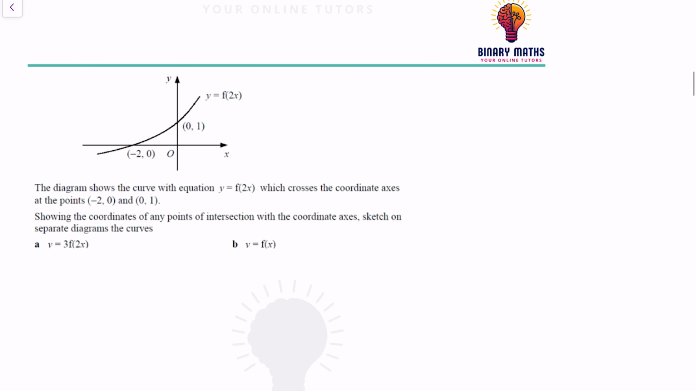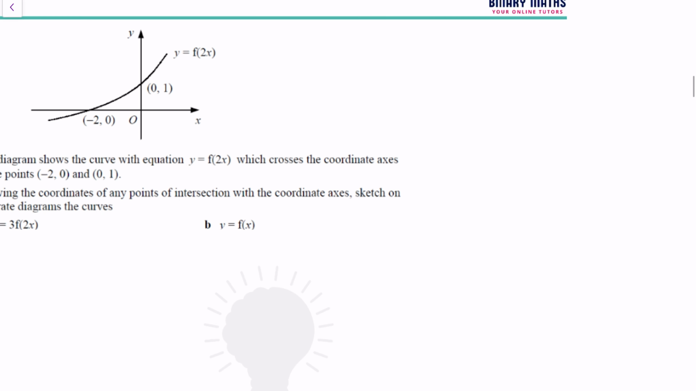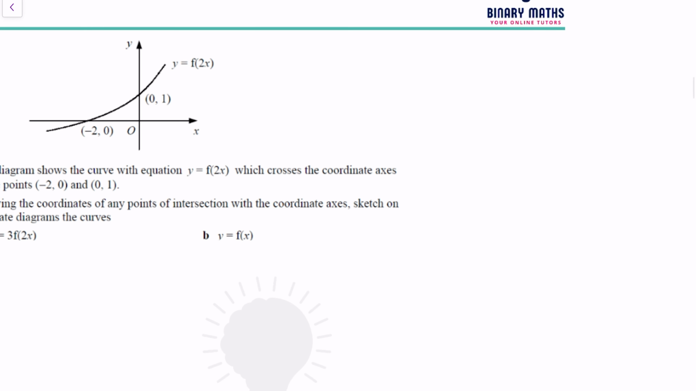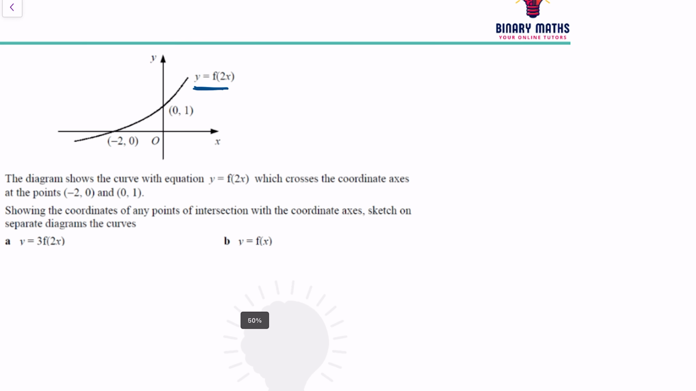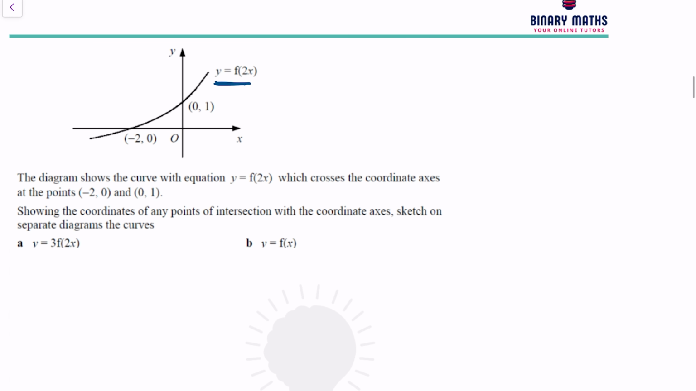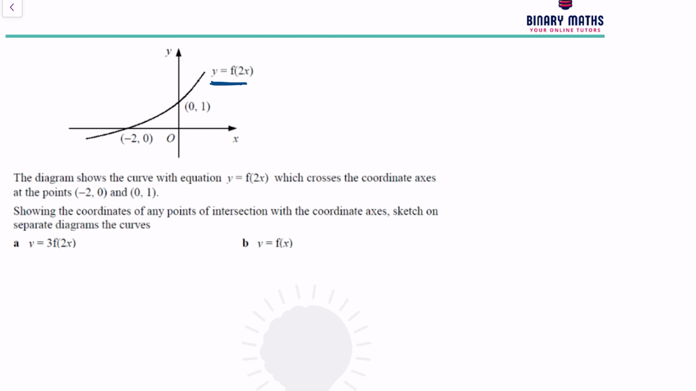Okay, next one. The diagram shows the curve y equals f of 2x, so this is very important. It's not f of x, it's f of 2x, which crosses the coordinate axes at the points minus 2, 0 and 0, 1. Showing the coordinates of any points of intersection with the coordinate axes, sketch on separate diagrams the curves y equals 3 times f of 2x.